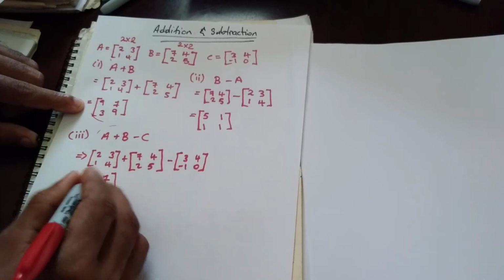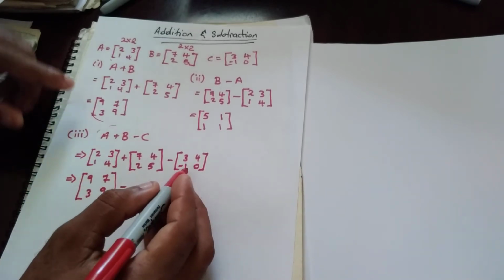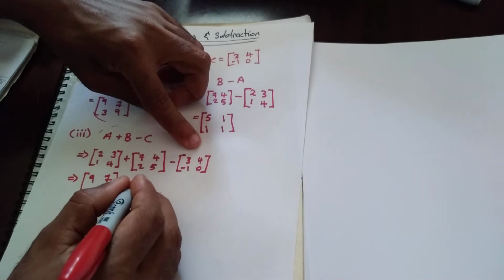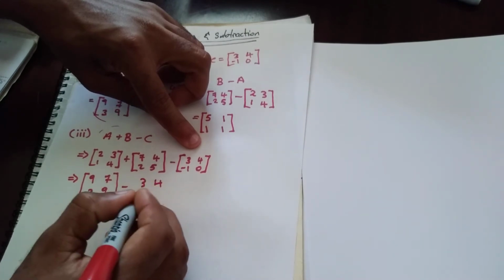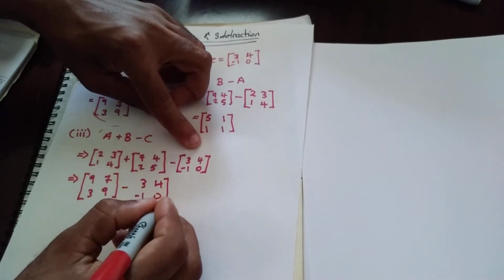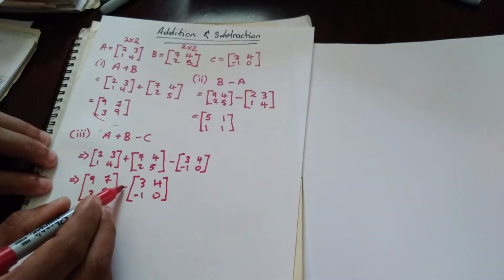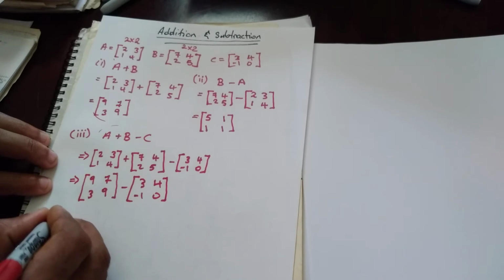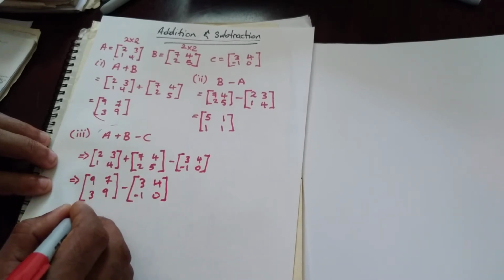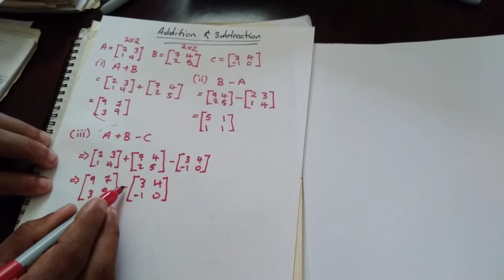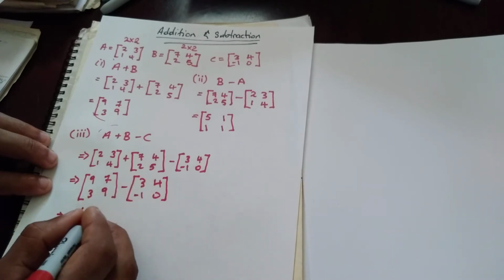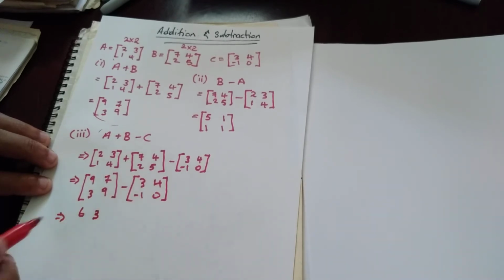This is the result for A plus B. Now minus C. Remember, this is matrix C, so I'm going to have 3, 4, minus 1, and 0. So I'm going to have 9 minus 3, that is going to be 6. 7 minus 4, that is 3.